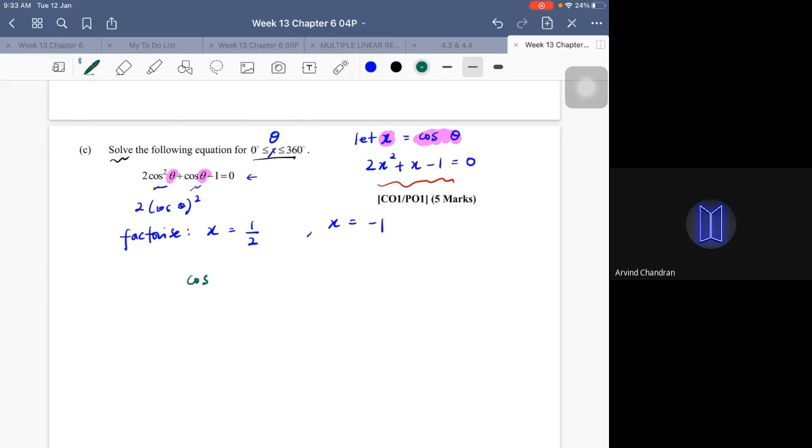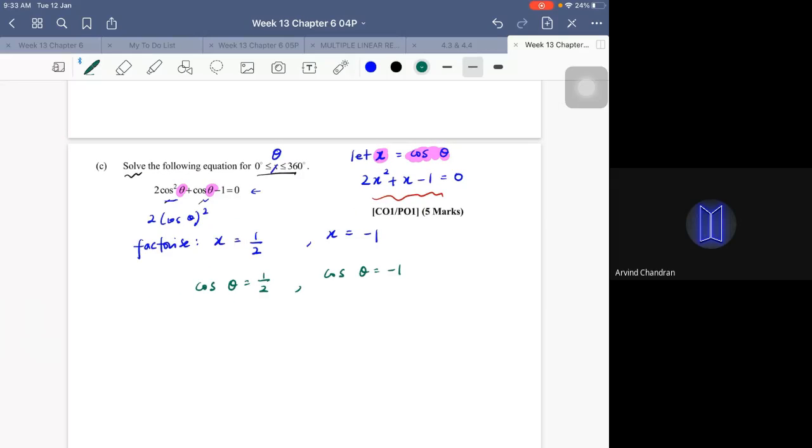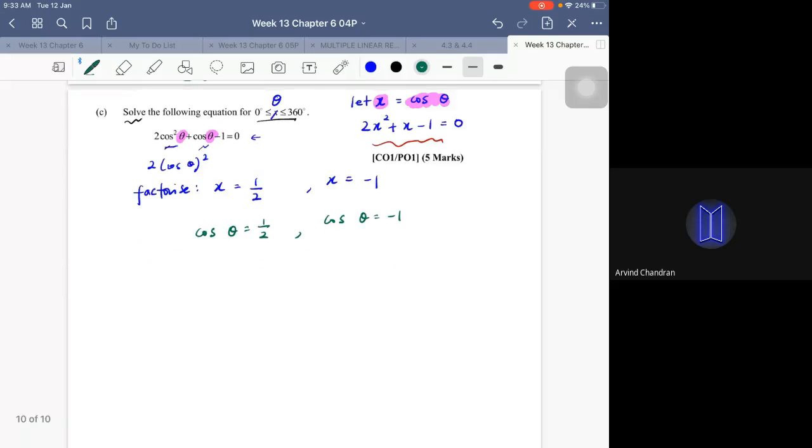Tapi kena tukar balik lah now. So basically cos of theta adalah sama dengan 1/2 and cos of theta adalah sama dengan negatif 1. So that is going to be our factorization. So maknanya kalau you factorize ni, so you akan dapat 2 cos of theta tolak 1 darab cos of theta tambah 1 sama dengan 0, for which ni adalah you punya x. Okay, now that we have in this form, so sama rule dia macam apa yang saya tunjuk tadi. First kali kita cari reference angle. So reference angle adalah cos inverse of 1/2.